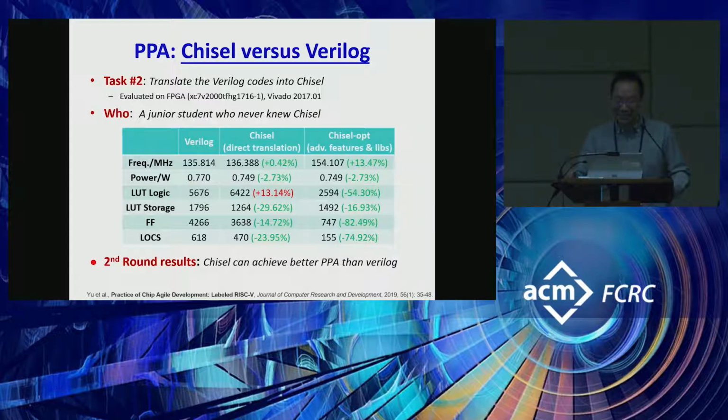So, and actually, I think the engineer is not that weak. Actually, he is going to be a PhD student at Yale University. So the second round result is Chisel can achieve better PPA than Verilog.